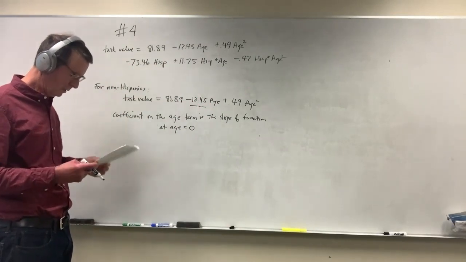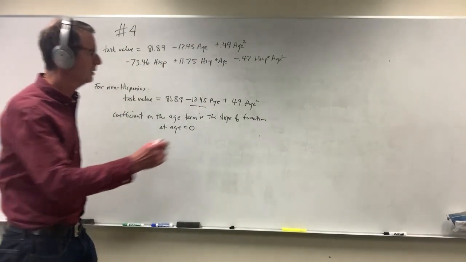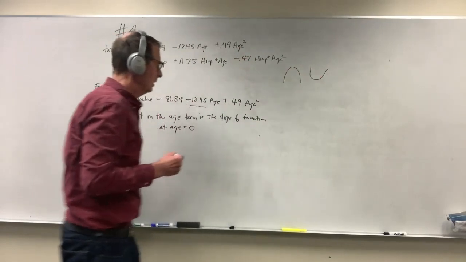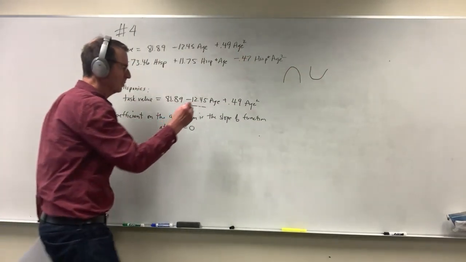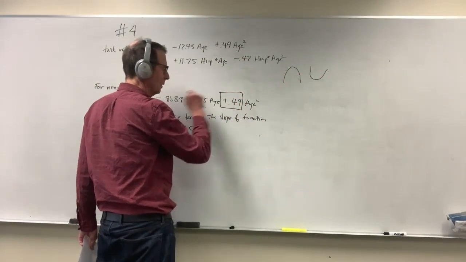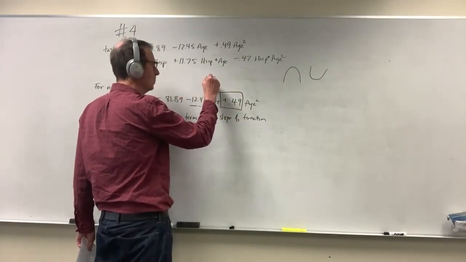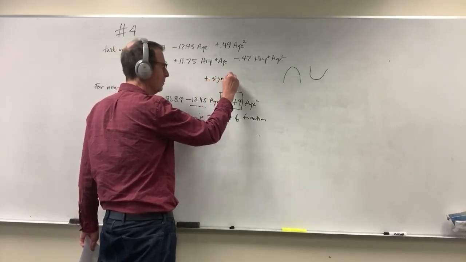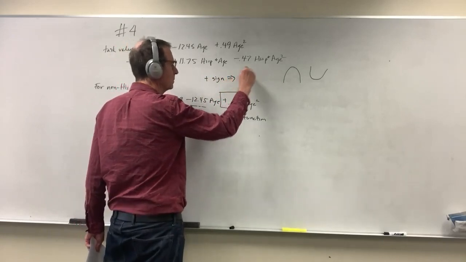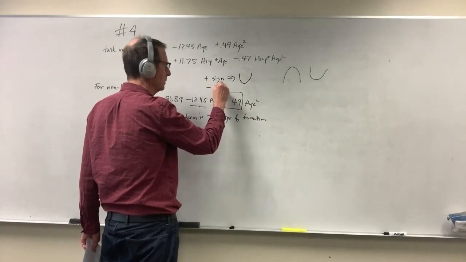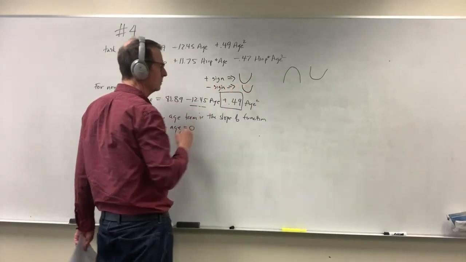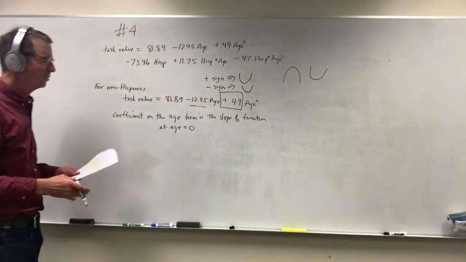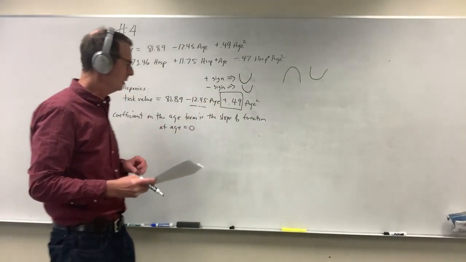The second question was, what's the shape? Is it an inverted U or is it a U? And to determine that, all we have to do is look at the sign on the squared term. If it's a plus sign, that implies a U shape. If it's a minus sign, that implies an inverted U shape. So the answer in looking at this, just look at the sign, you know it's got to be a U shape.